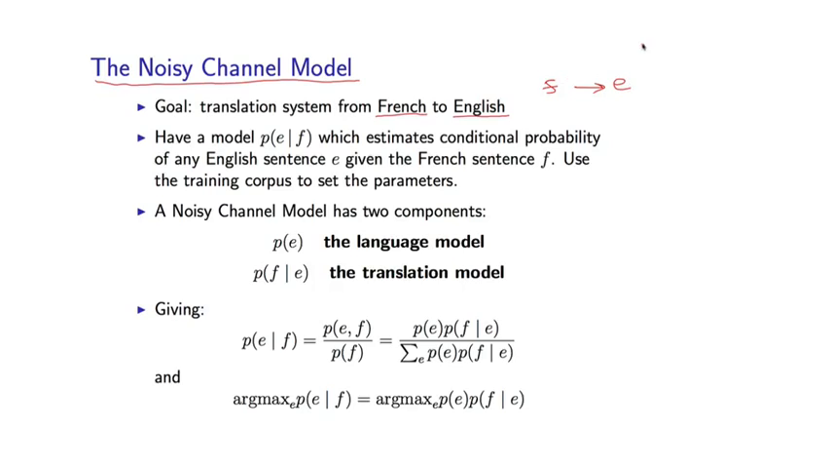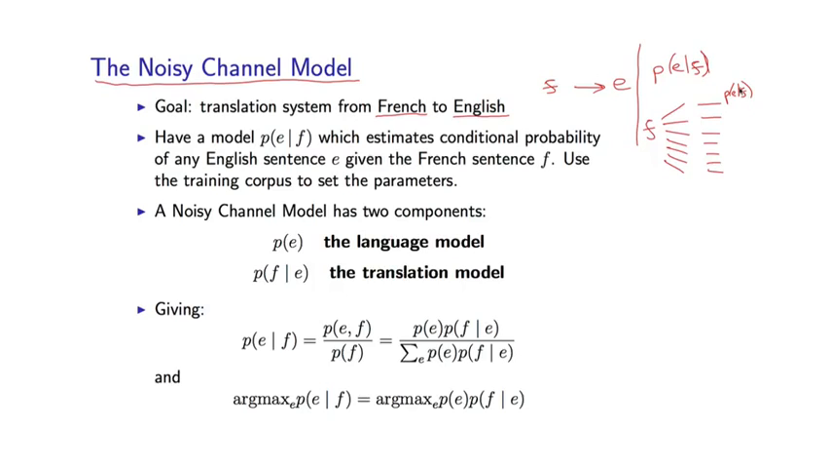A natural way to try to do this is to build a conditional model, P of E given F. So with some French sentence F, if we consider every possible sentence in English in turn, a very large set of course, an infinite set of sentences, we assume that each of these sentences has a probability P of E given F, which is the conditional probability, given that I'm translating F, that E will be the output.